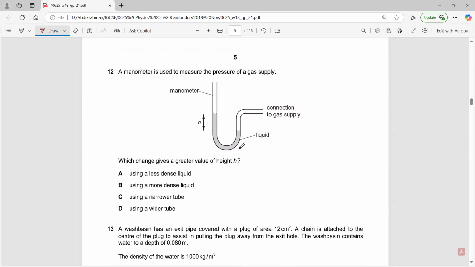Question 12 has been removed. This is cancelled. Do not solve question 12.